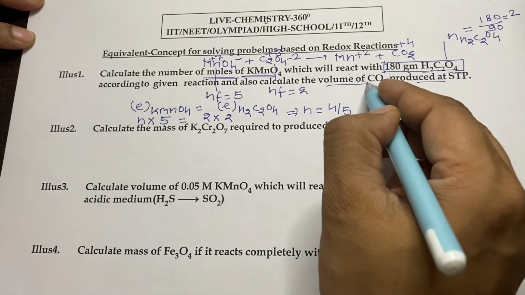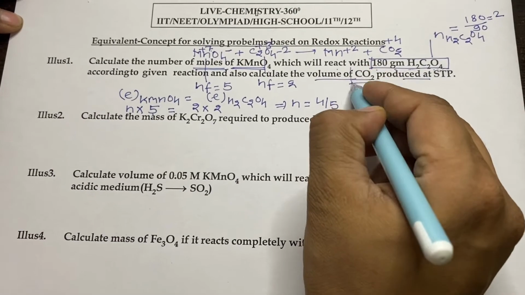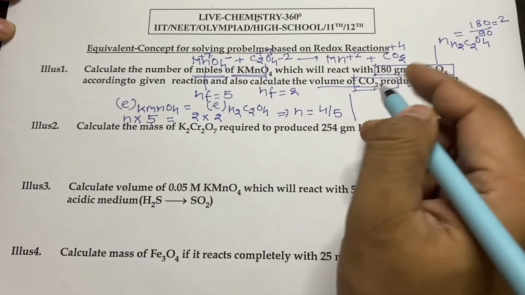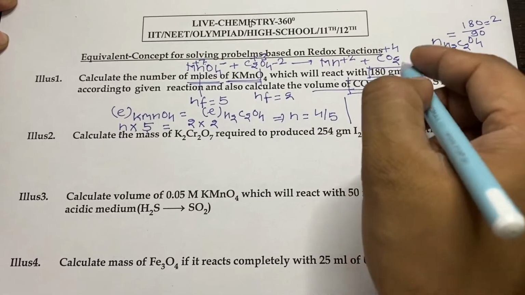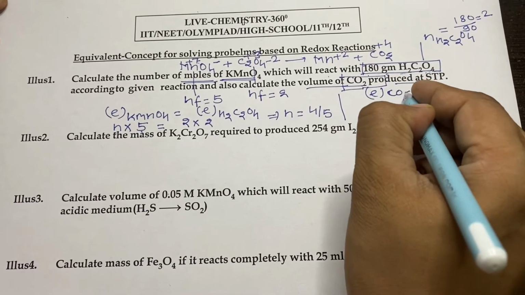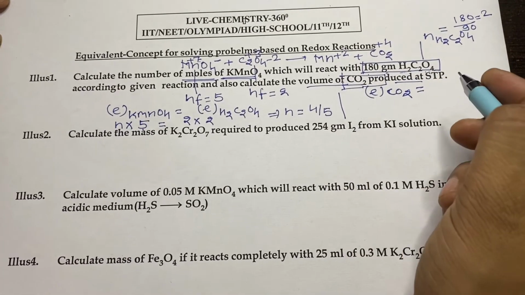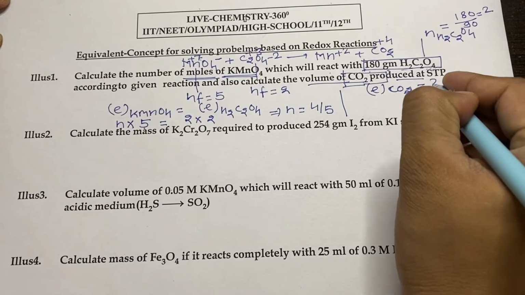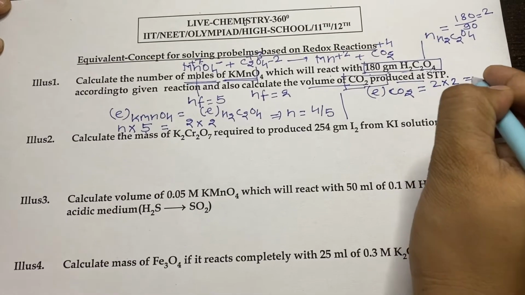In the same way, in the second question, it has been asked to calculate the volume of CO2 produced at STP. So definitely, when we see it, the equivalents of CO2 will be the same as H2C2O4 or permanganate. So the equivalents will be 2 into 2, that will be equal to 4.